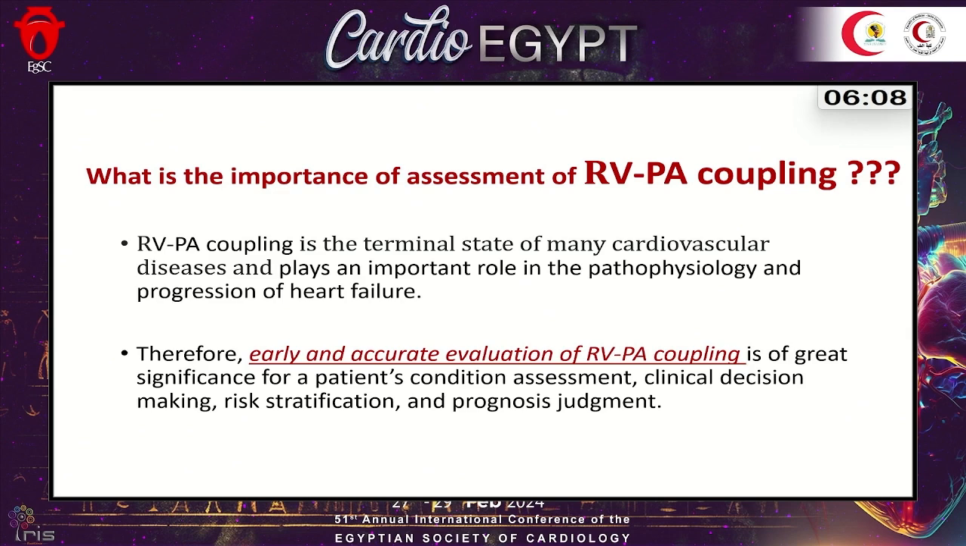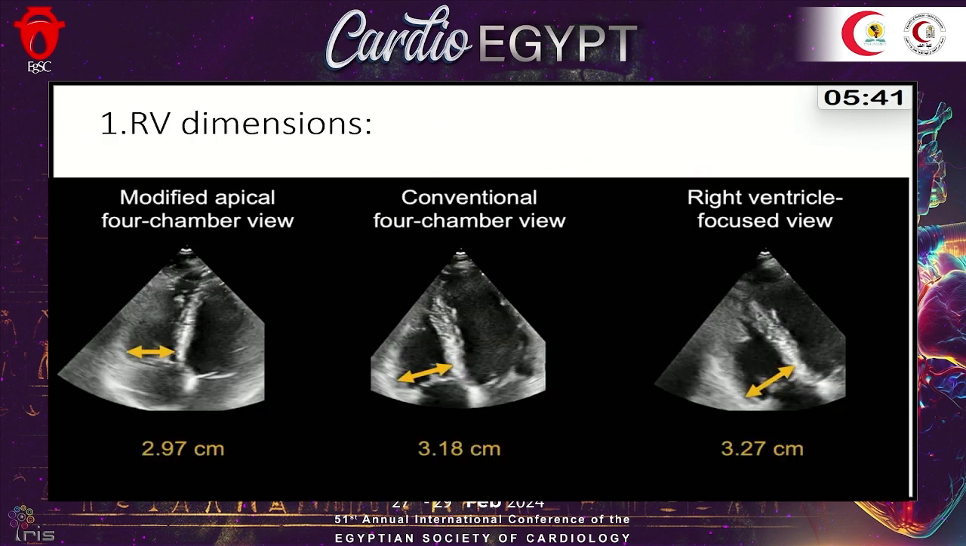So what is the importance of assessment of RV pulmonary artery coupling in echocardiographic examination of patients with heart failure? It is considered a terminal state of many cardiovascular diseases and plays an important role in the pathophysiology and progression of heart failure. Therefore, early and accurate evaluation of RV-PA coupling is of great significance for patients' condition assessment, clinical decision, risk stratification and prognosis judgment.